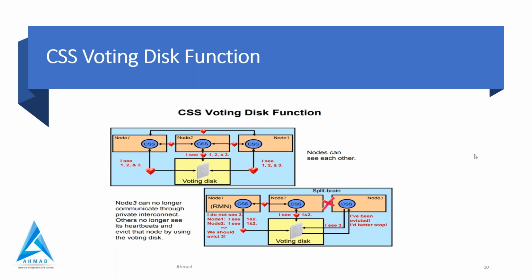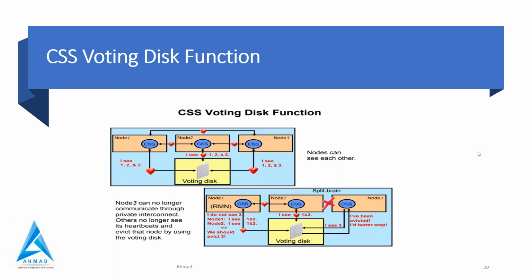Node 3. Perfect. Node 3 is pinging the voting disk, but node 3 cannot ping node 1 and node 2. So to avoid eviction, a node is required to ping the voting disk as well as the other nodes. If it is not, then it will be kicked out, and that will be a split brain situation. Okay, so permutation and combination is used to kick out the node.